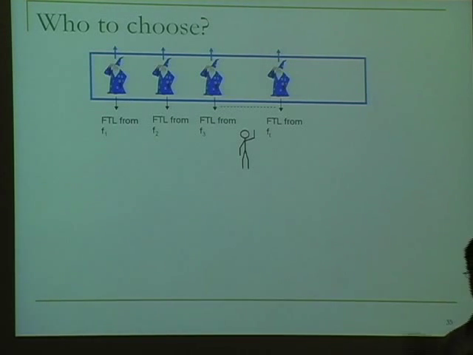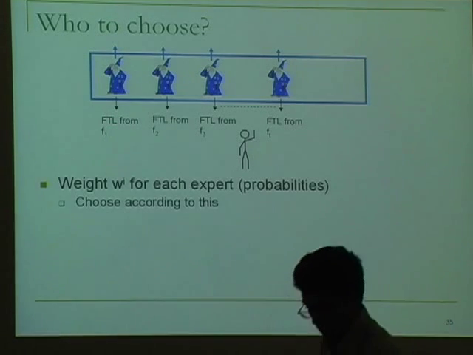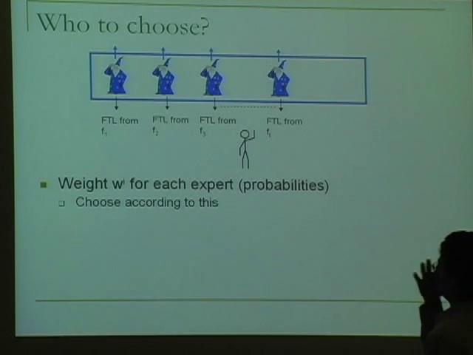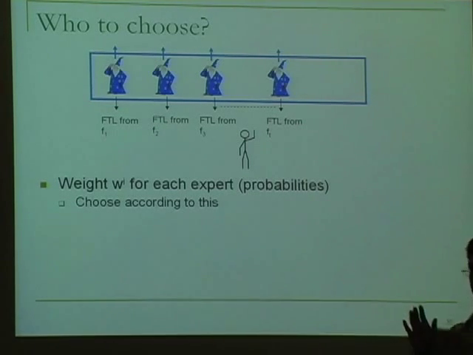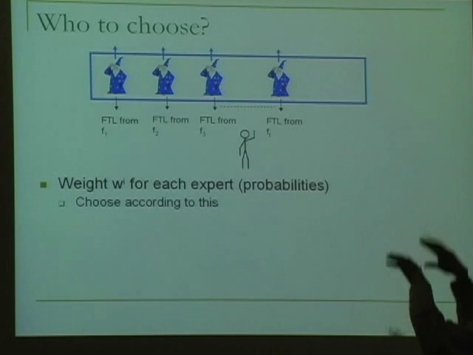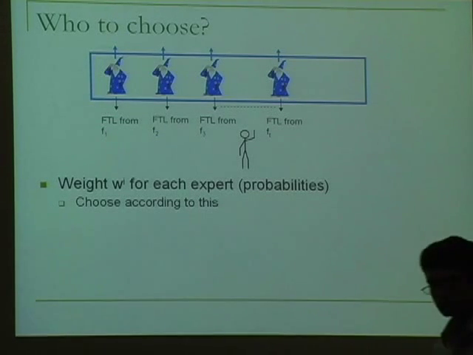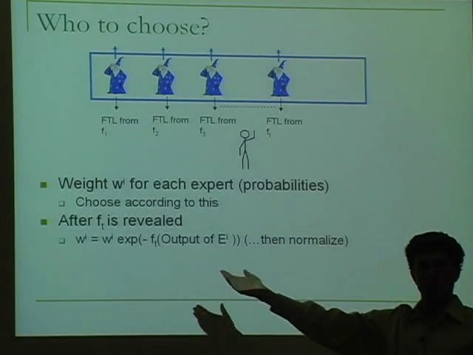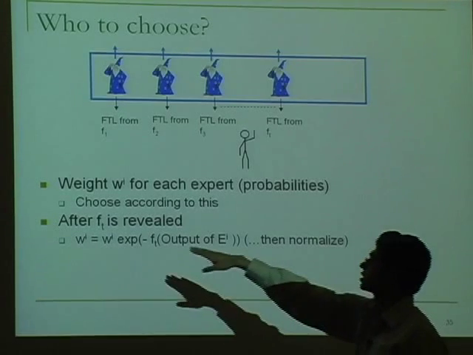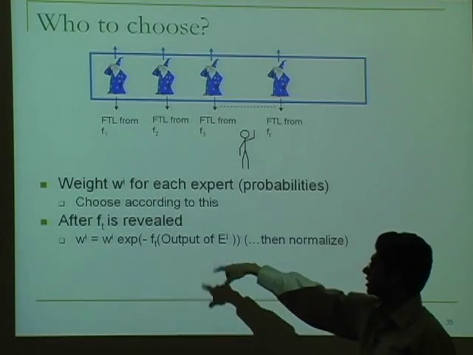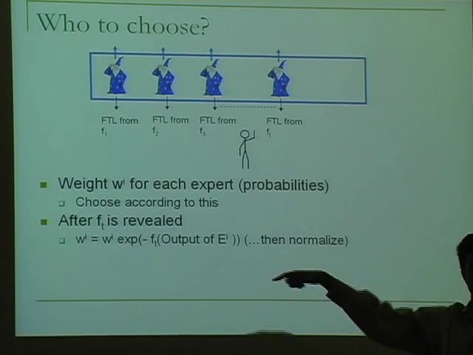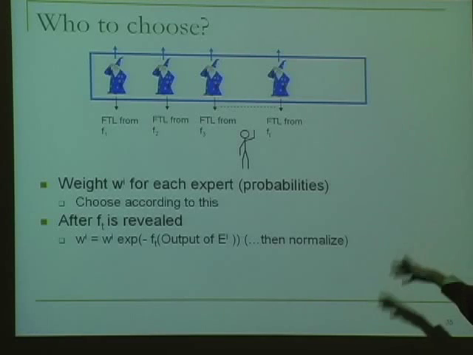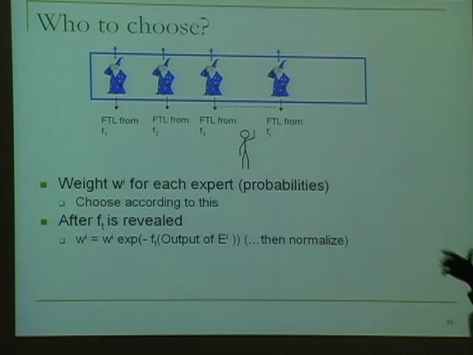So now the question is, how do you choose from these experts? So you have these t experts, and you want to choose from them. The standard approach is a multiplicative weight approach, which is to say that you assign a weight to each expert. This is a probability distribution on the experts, and you just choose according to that distribution in each step. And then once the tth function is revealed, you do some update on this weight. So if the loss of the ith expert on the tth step is large, you penalize him very heavily, so you bring down his probability. And then you renormalize to get a probability distribution. This is a very standard approach for choosing amongst experts.